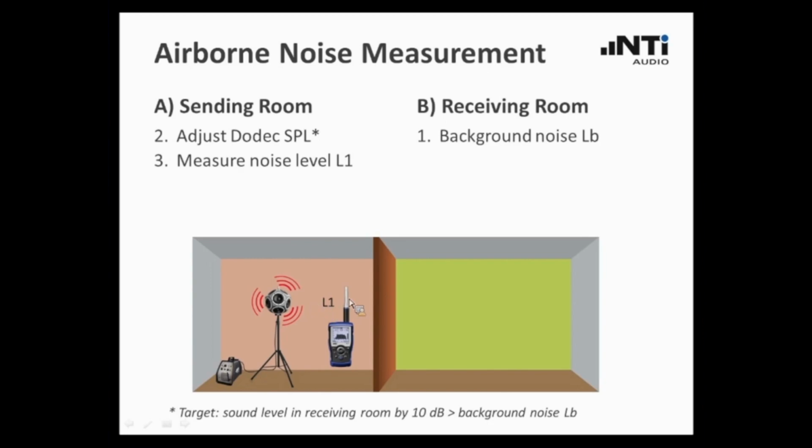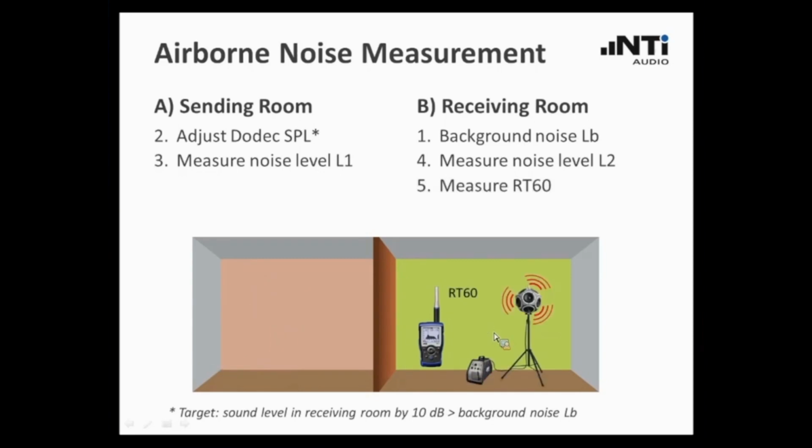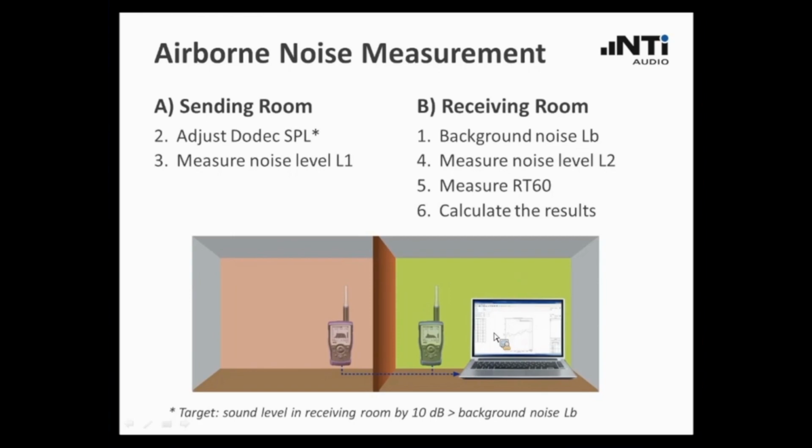Next, we will measure the noise level here in the sending room, which is called L1, and then the noise level in the receiving room, which is called L2. Then, in a third step, we will analyze the reverberation time in the receiving room, and finally calculate the results from these various measurements that have been acquired in the two rooms.